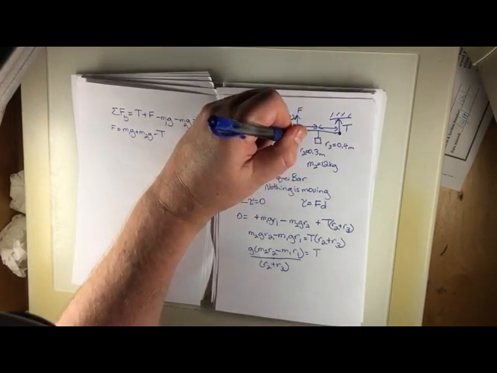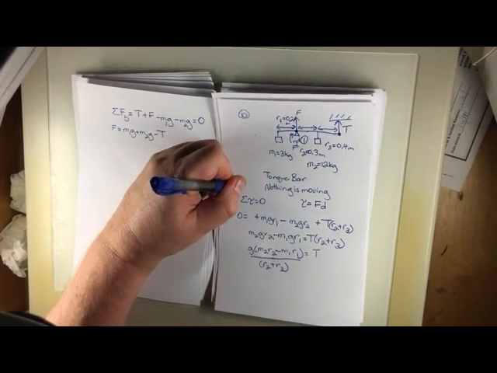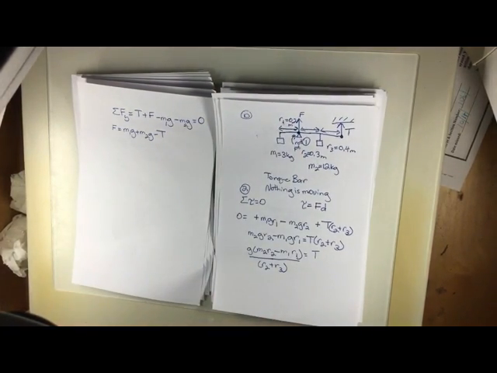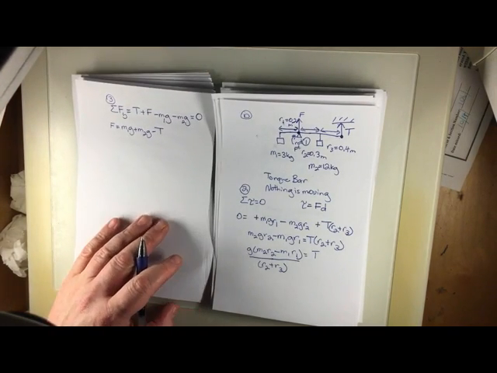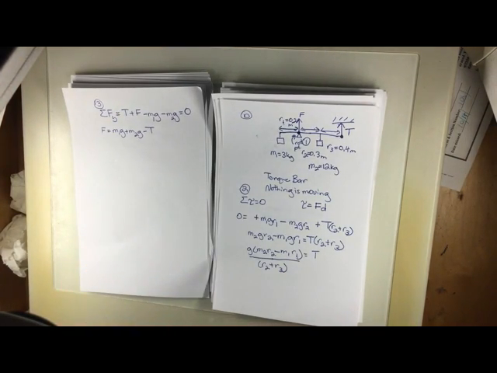1, you choose a rotation point. 2, you sum the torques, equaling 0. And 3, you sum the forces vertically to equal 0 as well. And then you just solve for whatever you need to solve for.